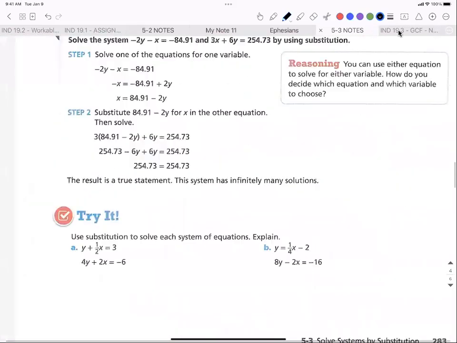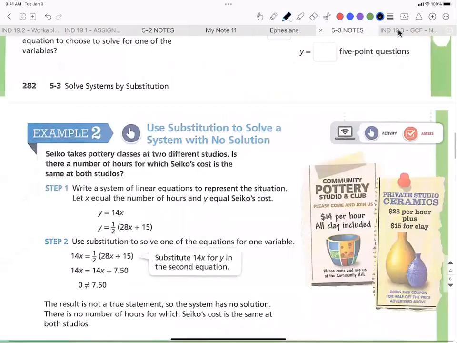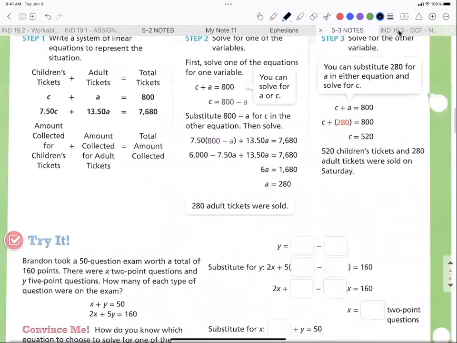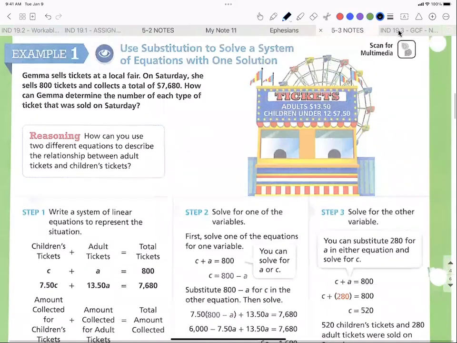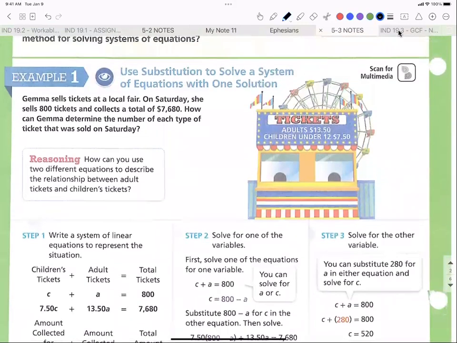And it was a story problem and it was a decimal. So I kind of wanted to just go through one very basic example before I jumped into a story problem. All right. It says Gemma sells tickets at a local fair. On Saturday, she sells 800 tickets and collects a total of $7,680. How can Gemma determine the number of each type of tickets that was sold on Saturday?